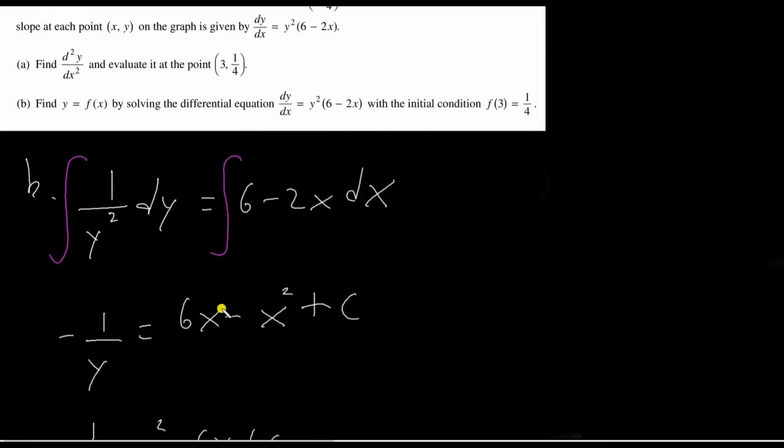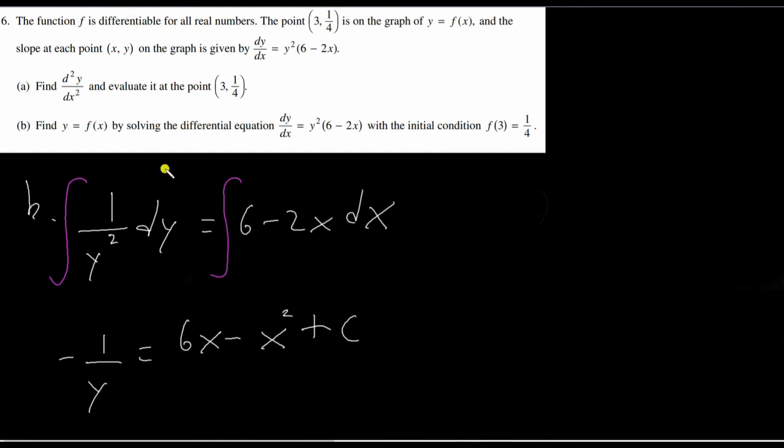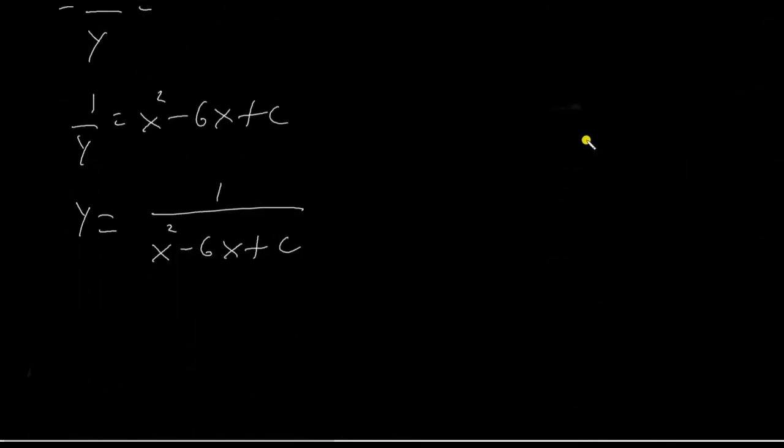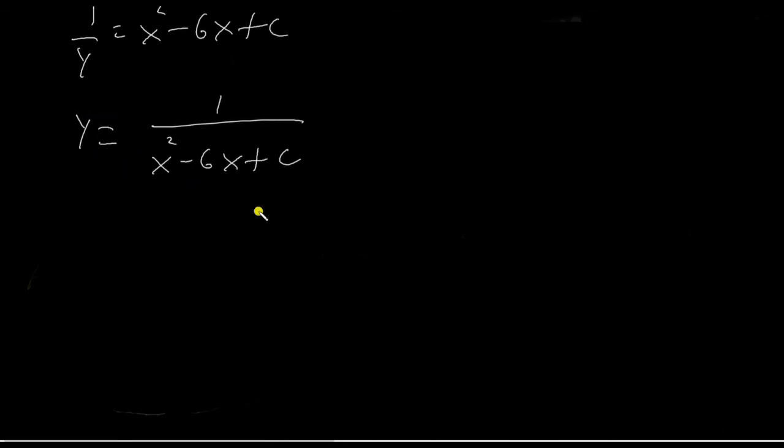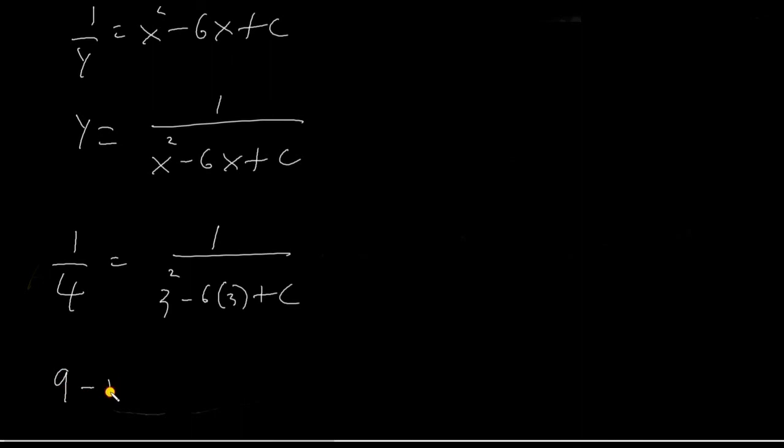Well, that's where the initial condition comes in. We have the initial condition f(3) is 1/4. What that means is it's code for the point (3, 1/4). So I can plug in 1/4 for y and 3 for x. So 1/4 is equal to 1 over (3 squared minus 6 times 3 plus c). So if I have this as an equation, I'll have 9 minus 18 plus c is equal to 4, which means that c is equal to 13.